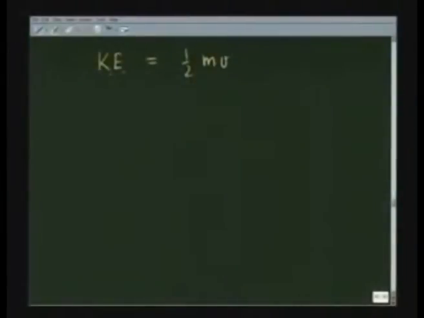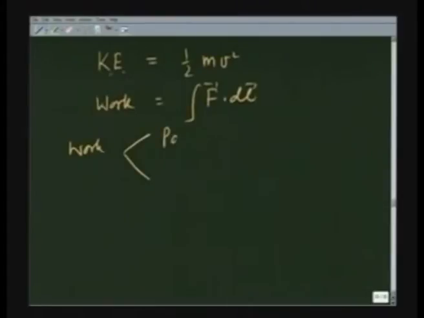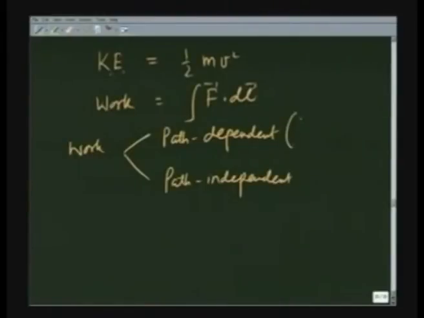So let us see what we have seen so far. We have seen that I can define the kinetic energy as equal to 1/2 mv squared, and work as the integral of F dot dl. Work may be path dependent, it may be path independent. This I call non-conservative force and this is conservative force.